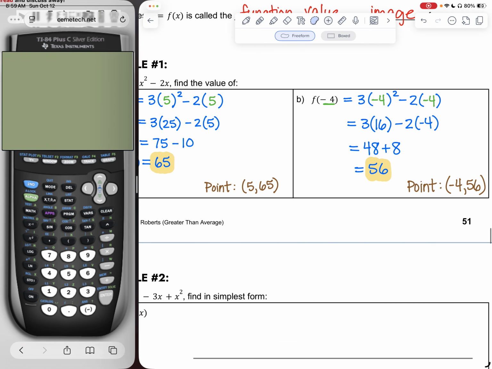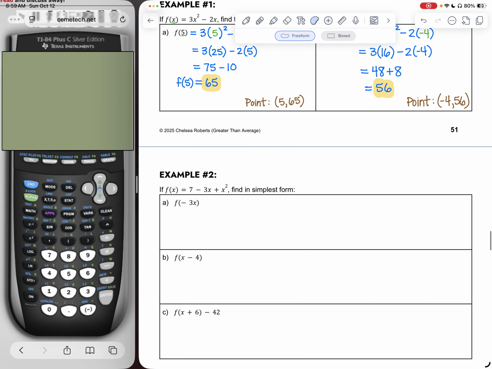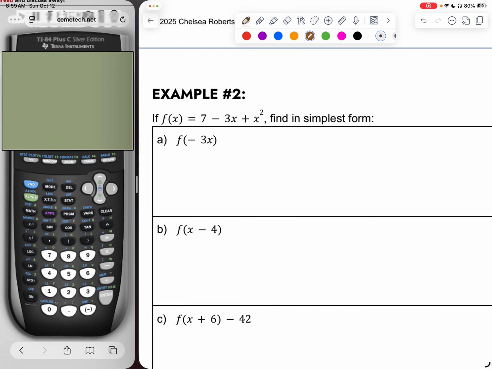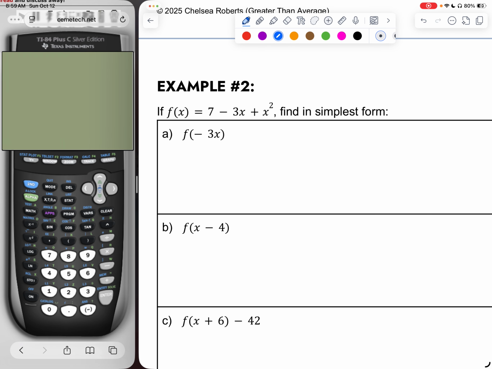Right? So now let's look at example 2. Example 2 is saying that we just want to write these equations in simplest form. That means that they may not actually be a number, but it should be able to be simplified. So once again, we have to substitute into the parentheses. So write it with the parentheses first before substituting in.